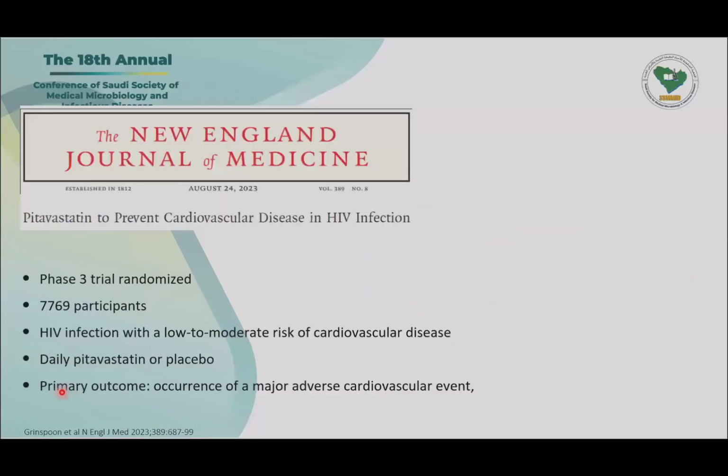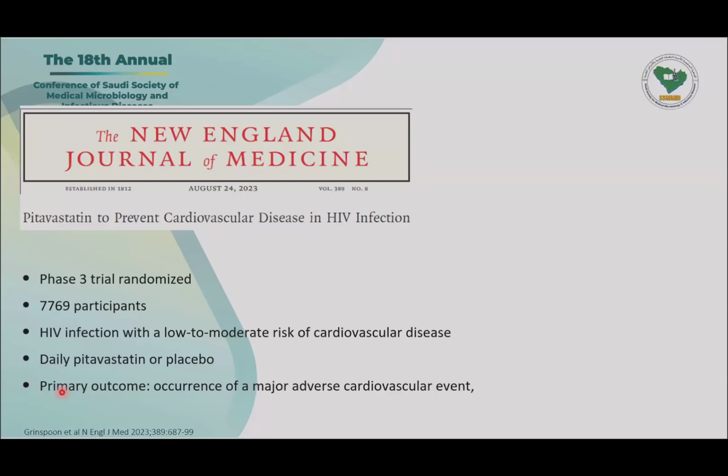The next trial, again, in 2023, is using pitavastatin, a statin, to prevent cardiovascular disease in HIV infection. This was, again, a landmark study, a phase 3 trial, including more than 7,000 patients. All patients had an HIV infection. All patients in this trial were receiving antiretroviral therapy. And the population included here is a unique population: low to moderate risk of cardiovascular disease.